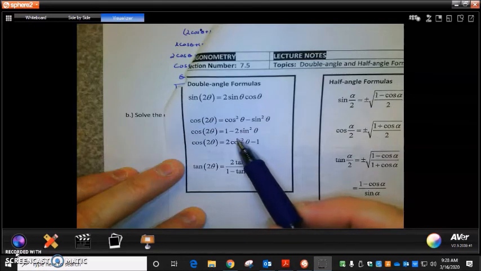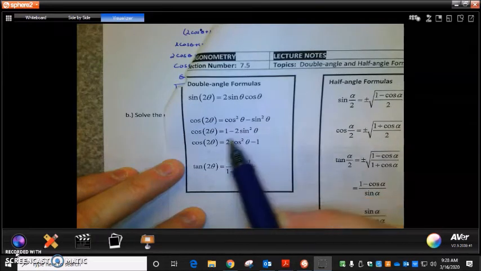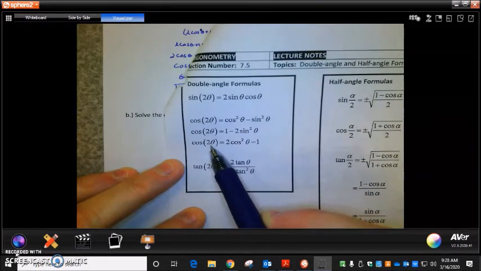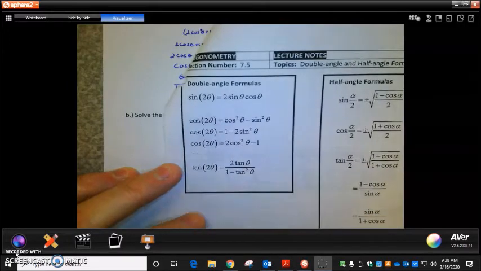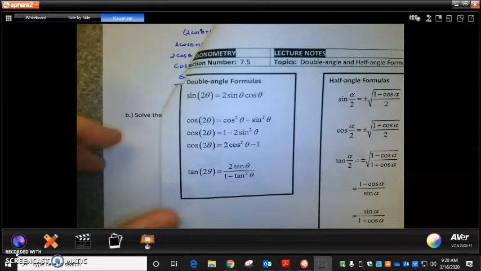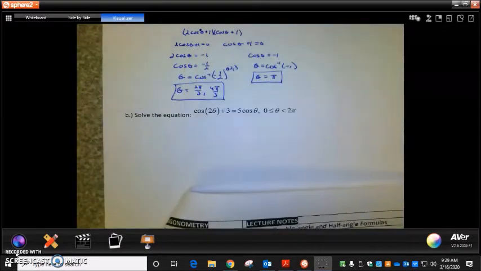So if I use this formula, it's going to turn my double angle cosine into a single angle cosine. It's just that the cosine squared, but that's okay. That's just going to be a quadratic. So that's what we're going to do.